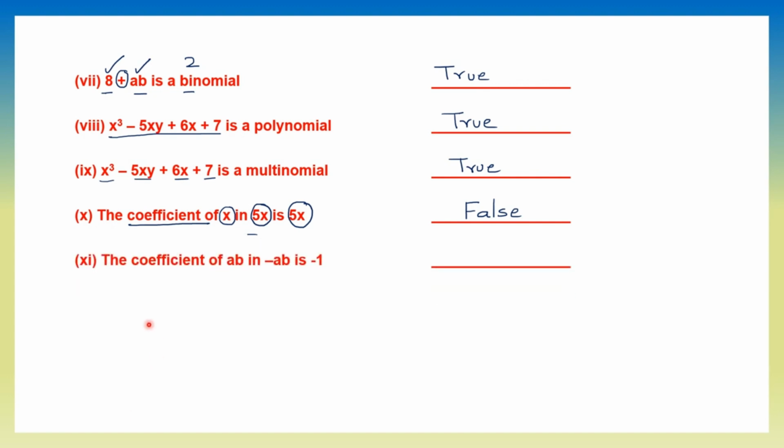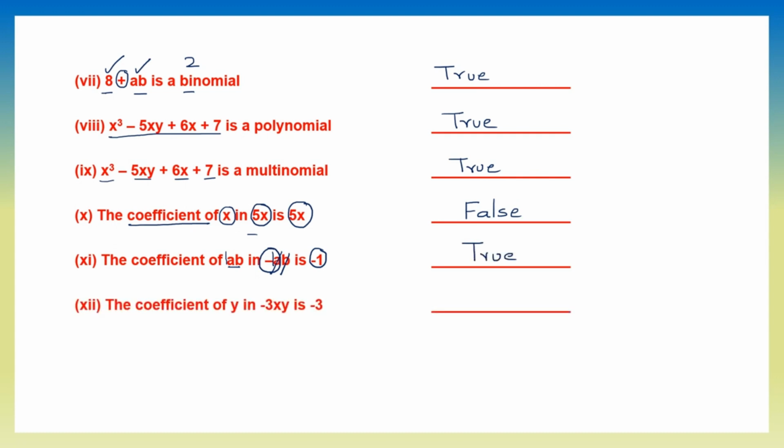Question 11. The coefficient of AB in minus AB is minus 1. So when the letters are by themselves, that means there is one of it, isn't it? So this is minus 1 AB. So when we are talking about the coefficient of AB, we leave out AB and write whatever is left. So whatever is left is minus 1. So this statement is true.